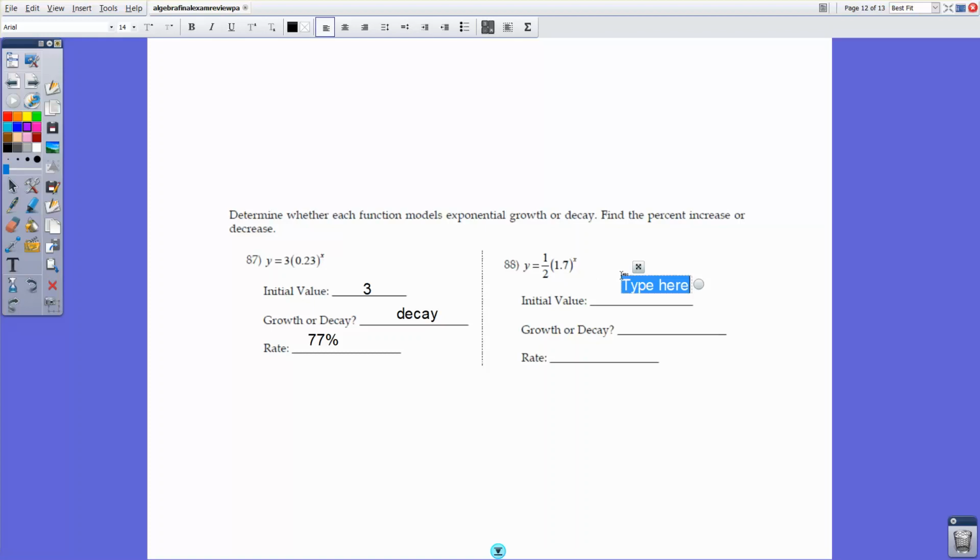Initial value here is 0.5 or 1.5. The fact that the b value is 1.7 models growth. And then the rate of increase is 1.7 minus 1, so that's 70%. And I would say increase. And let's say for this one, let's say decrease as well, just to be consistent.